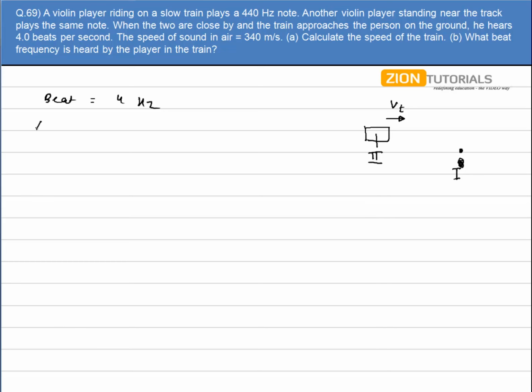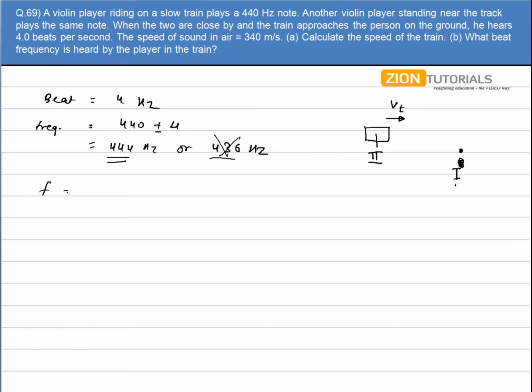The frequency heard by the first person will be equal to 440 plus or minus 4, so it will be either 444 hertz or 436 hertz. Now the first guy is stationary, and the second guy acts as a source for the first guy, and the source is approaching toward the first guy. So the apparent frequency heard by him should be more than the actual frequency. So 436 Hz has to be neglected and 444 Hz will be accepted.